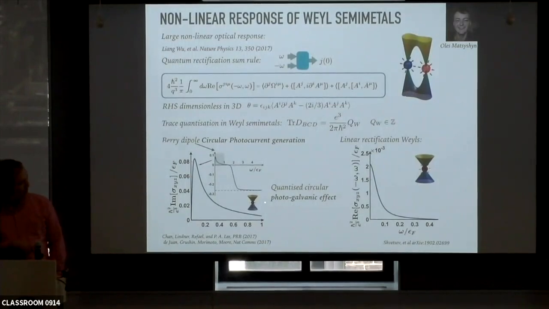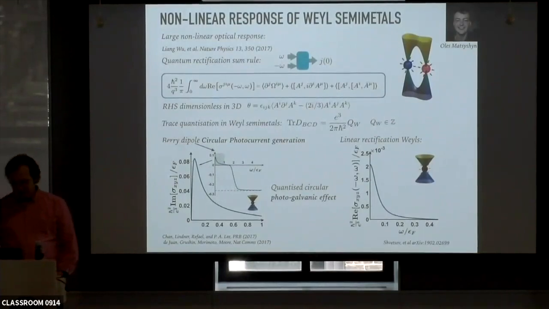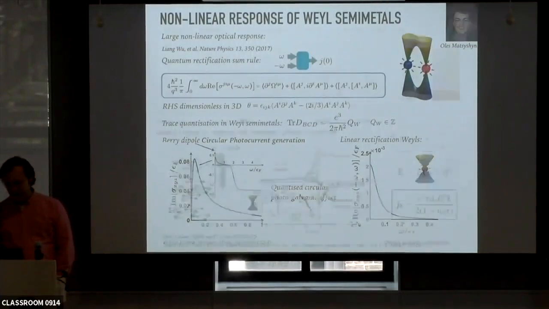Here, with our formalism, we can, for example, describe the crossover from the quantized circular photogalvanic effect of Fernando and Adolfo and collaborators down to the low energy peak of the Berry dipole. So we have a theory that can describe all these interband and intraband processes on equal footing. And so the idea is that this spectral weight of the real part of that rectification conductivity will measure the nonlinear Drude weight of Weyl semimetals.